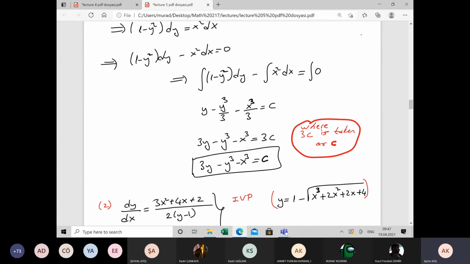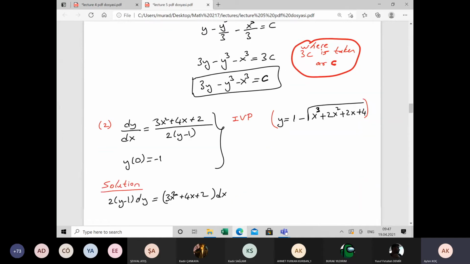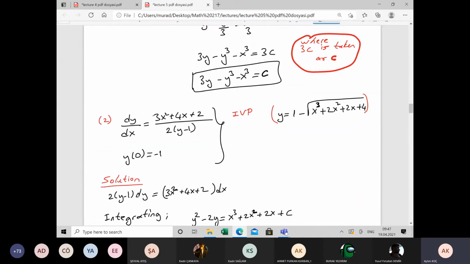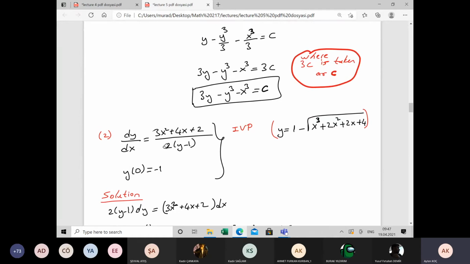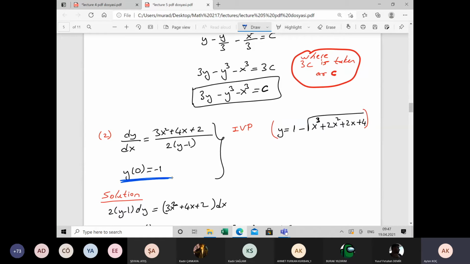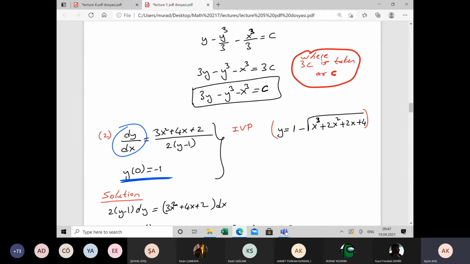No question? Okay. Let's give one more example. dy over dx, our differential equation, and also the initial condition, a first order differential equation. This one contains an initial condition, so it is called an initial value problem. To solve the initial value problem, the first step is to identify this differential equation and solve it.